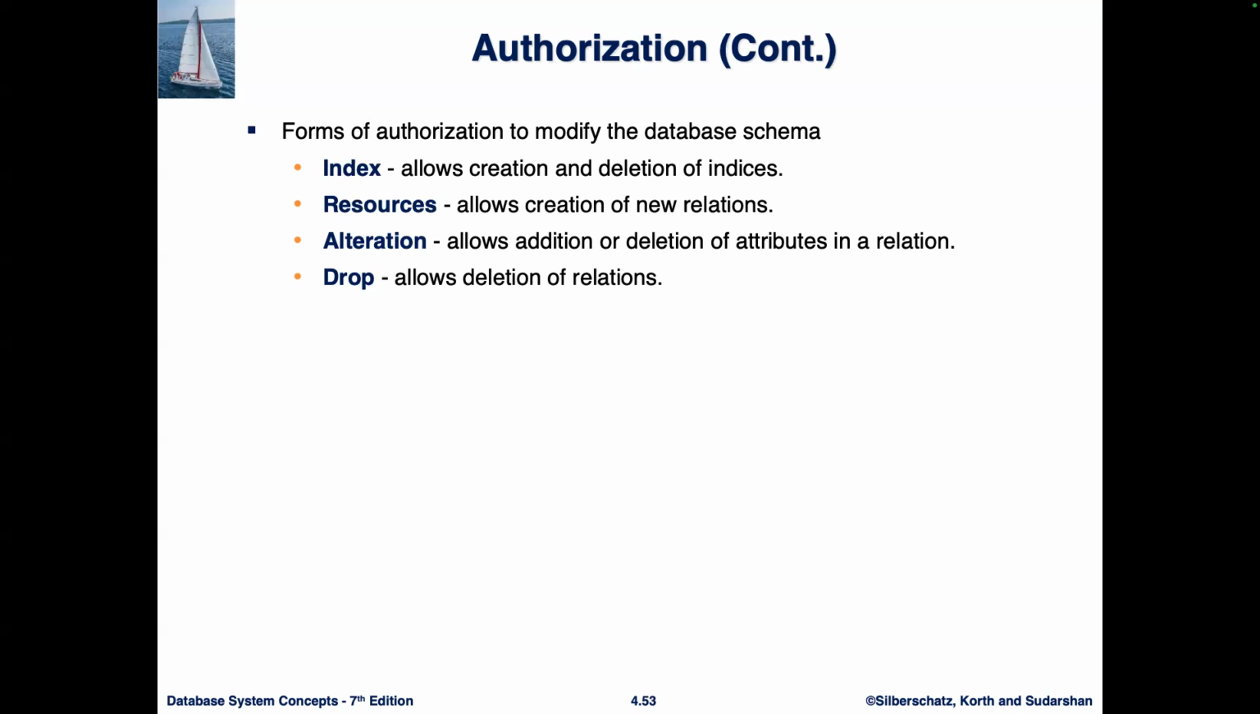And drop allows users to delete relations or tables from the database. This is a powerful privilege as it can remove entire tables and their data. These privileges can also be combined depending on the user's role and what access they need. For example, a database administrator might be given all schema modification privileges.